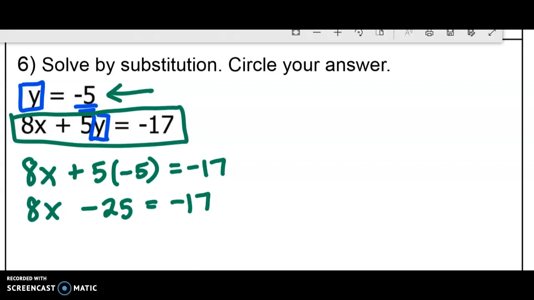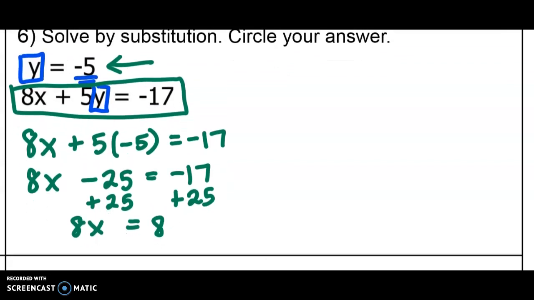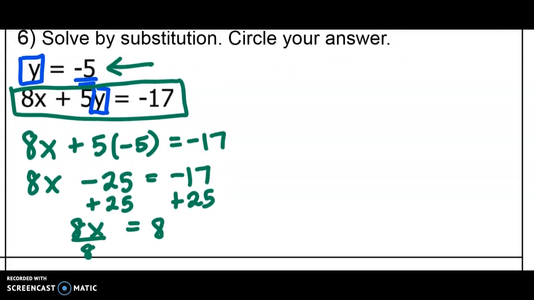So I'm going to move the constant first. We're going to add 25. So we have 8x equals negative 17 plus 25, which is 8. I'm running out of room. If we push this up a little bit, divide both sides by 8, then x equals 1. Well, normally I would need to then plug 1 back in to solve for y, but guess what? They already told us what y equals. So this one's done. x is 1 and y is negative 5.